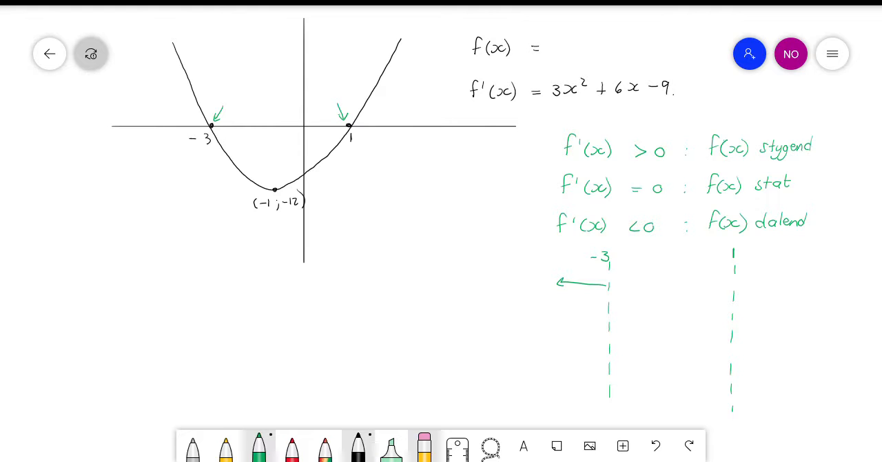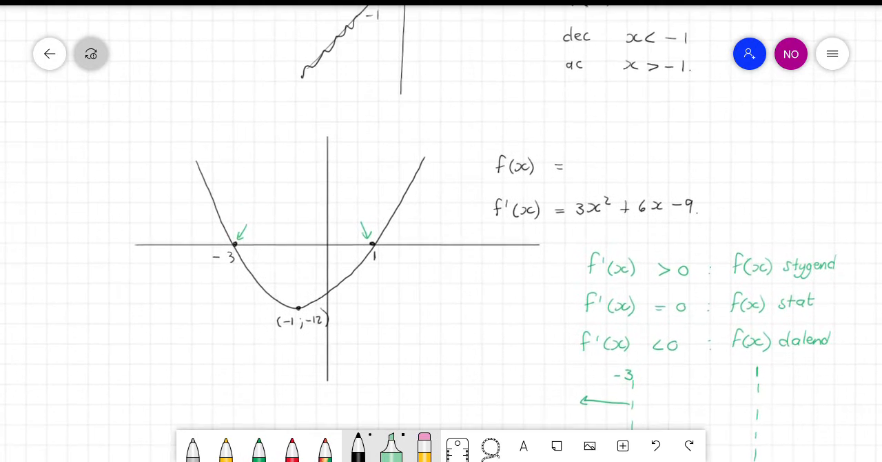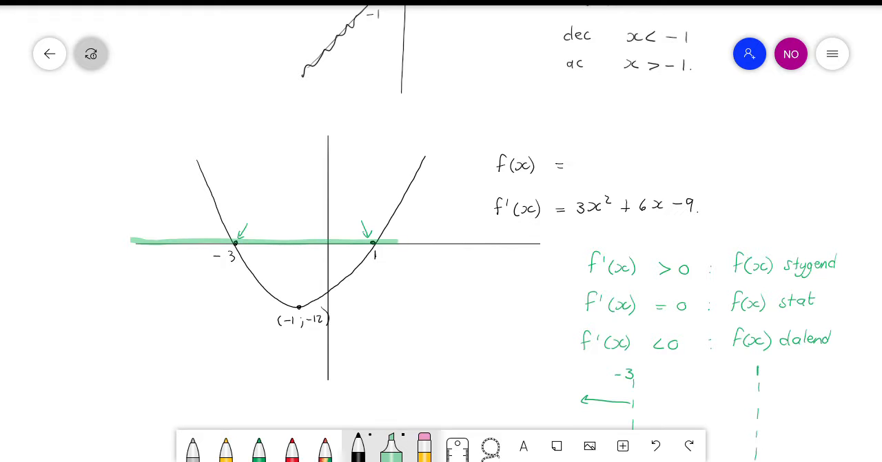Remember, if we are looking for ascending, we're looking for first derivative bigger than 0. If we're looking for descending, we're looking for first derivative smaller than 0. Also work with the x-axis. So anything above the x-axis is bigger than 0. Anything below the x-axis is smaller than 0.